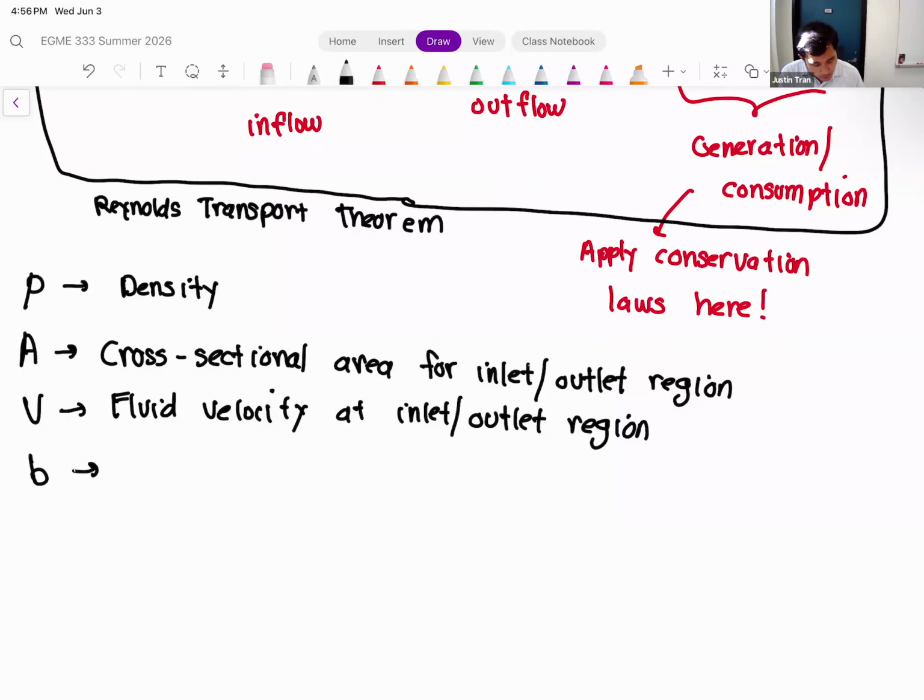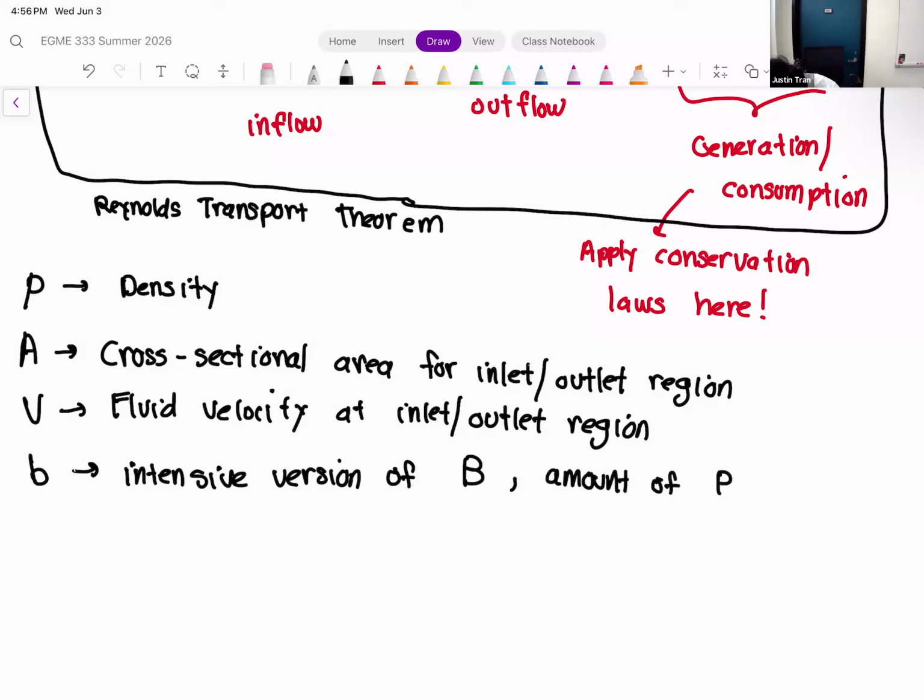And of course, we have little b here. Little b is the intensive version of our extensive property, capital B. In other words, you can think of little b as big B per mass, or little b is equal to big B divided by m.